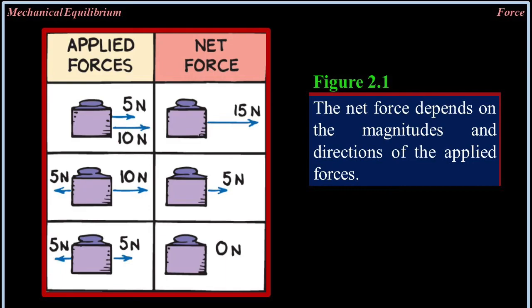Applied force: so you have 5 newtons and 10 newtons in the same direction, that's 15, and so on. And on the right is the net force, and it's not only the magnitude, 15, 5, and 0, but also the direction that is important. That's why they are vectors, with magnitude and direction.